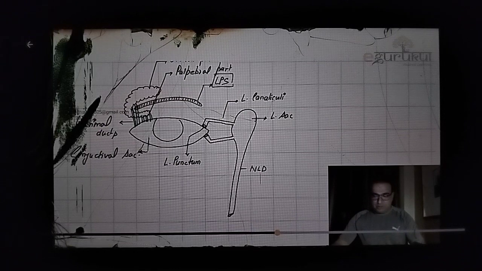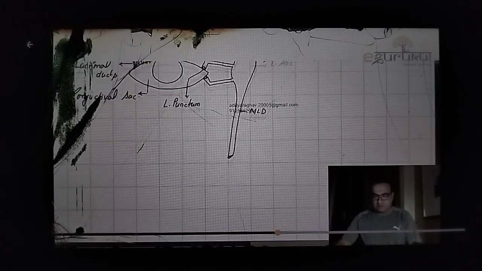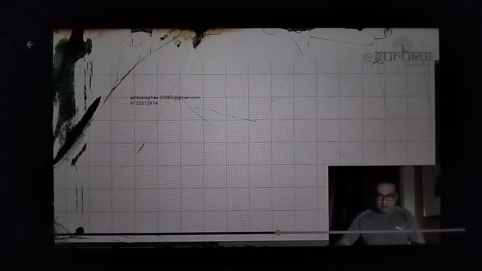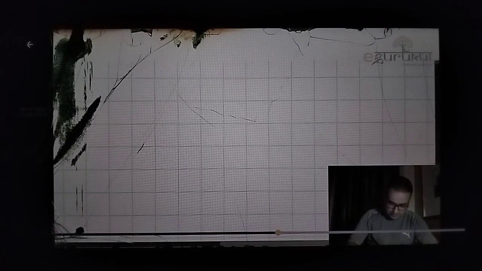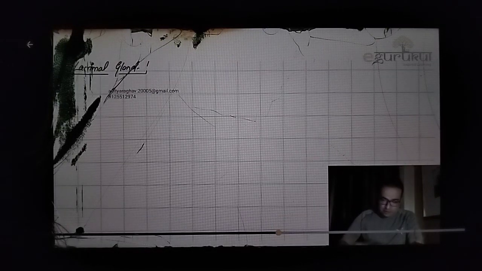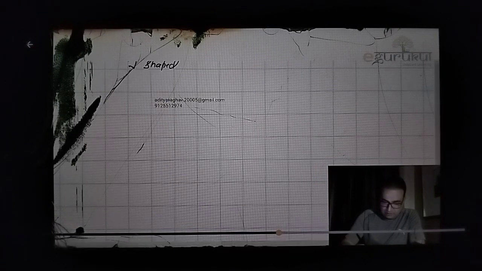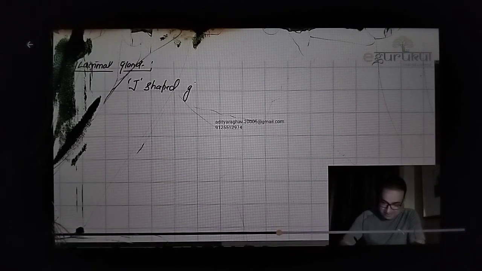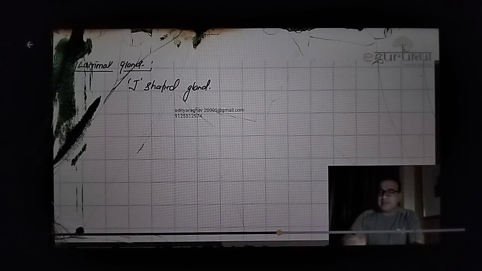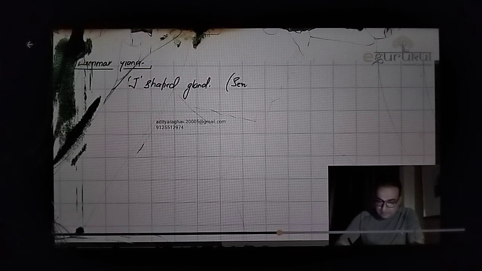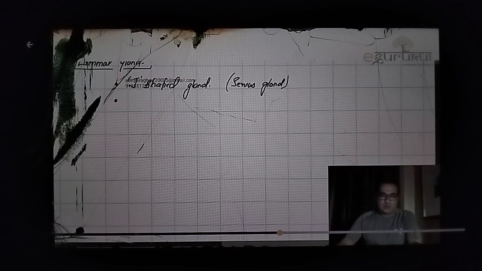Now come to the different parts. Let me first talk about the lacrimal gland, and then we'll discuss in a little detail the canaliculi, lacrimal sac, and dimensions. The main thing is the lacrimal gland that we're going to discuss first. It is a J-shaped gland, and basically it is a serous gland. You have serous secretions in there. So I'm just telling you some important points to be written down.